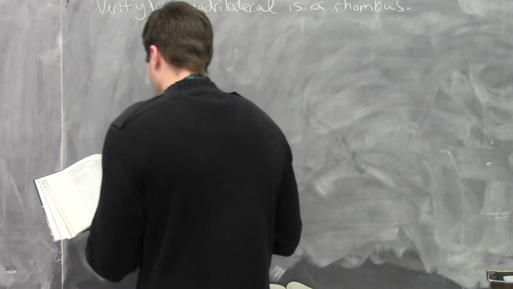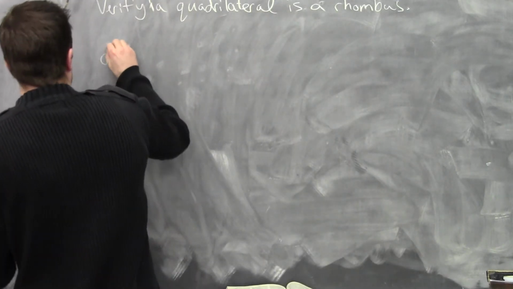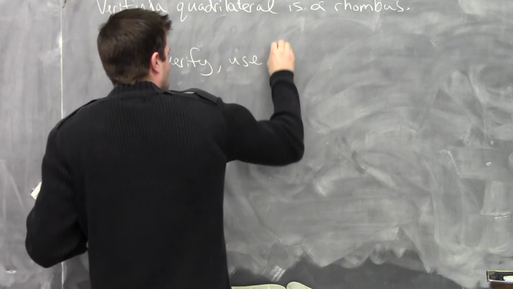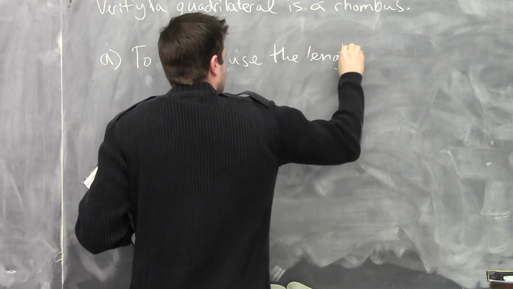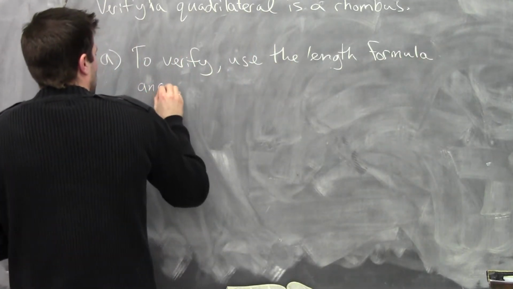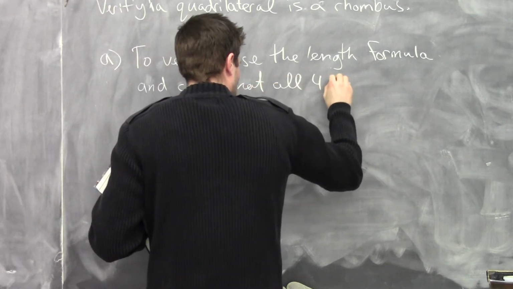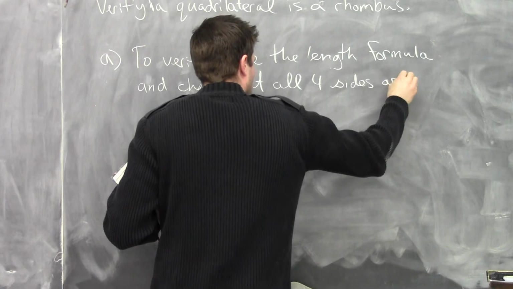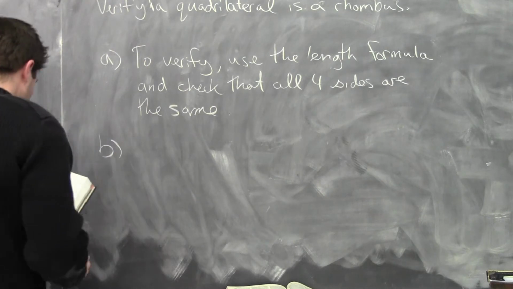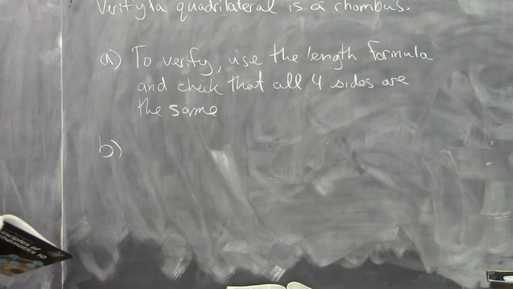Okay, we'll do this one. Let's look at B actually. So the first one, A, verify, use the length formula and check that all four sides are the same. And then B says, verify that the diagonals of PQRS bisect each other at right angles.